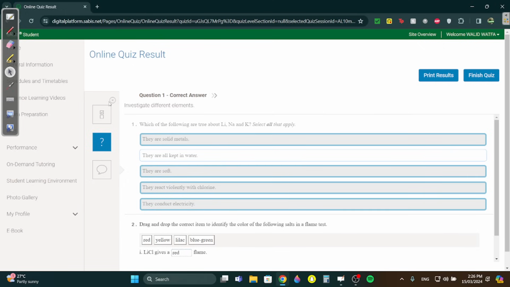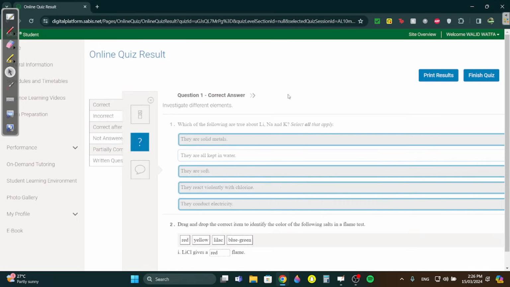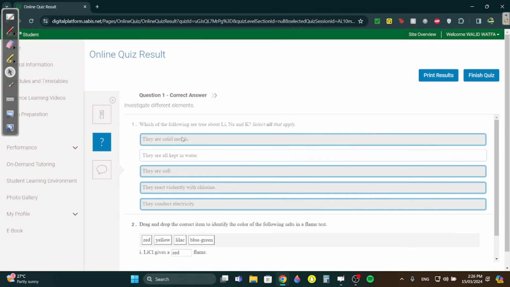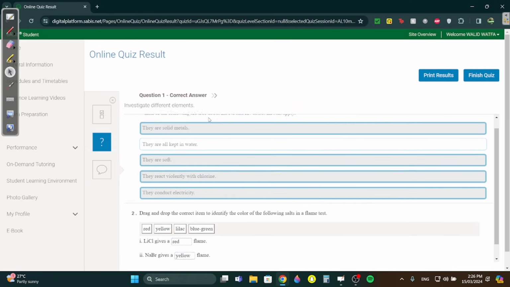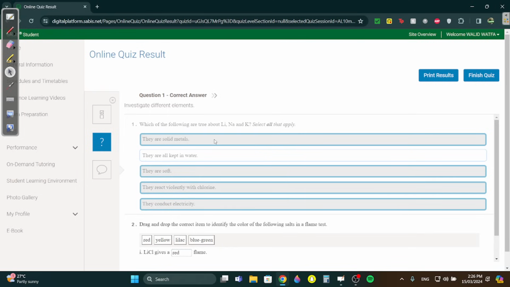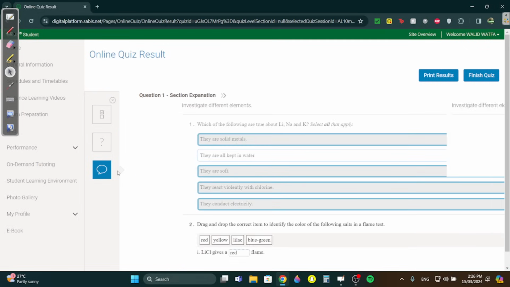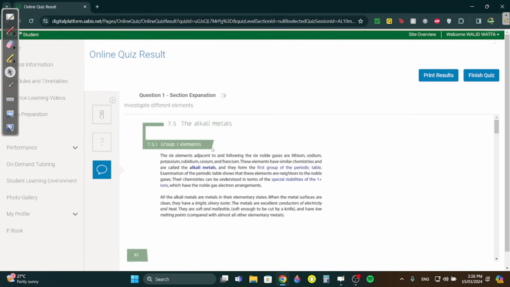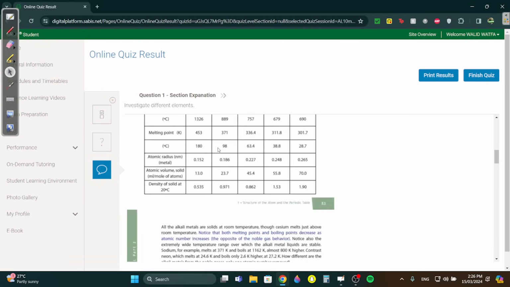Let's start. 7.5 is about the alkali metals: Li, Na, K, Rb, and Cs. Question 1, what's true about them? They're solid metals. They're soft. They react violently with chlorine. They conduct electricity. You know this, we've had it in many AMSs. The alkali metals. And what's one thing?